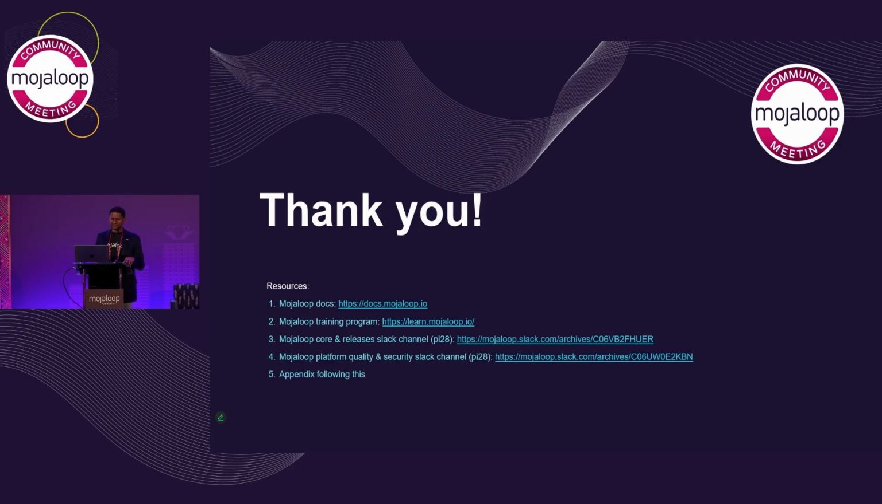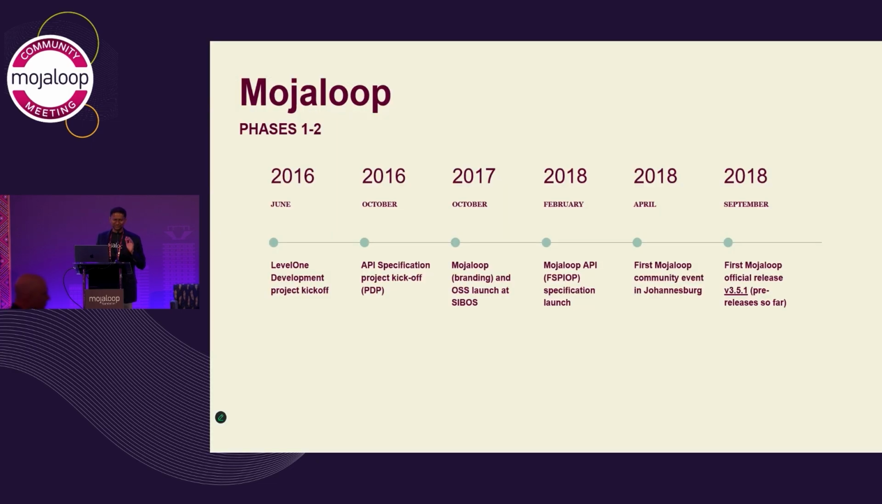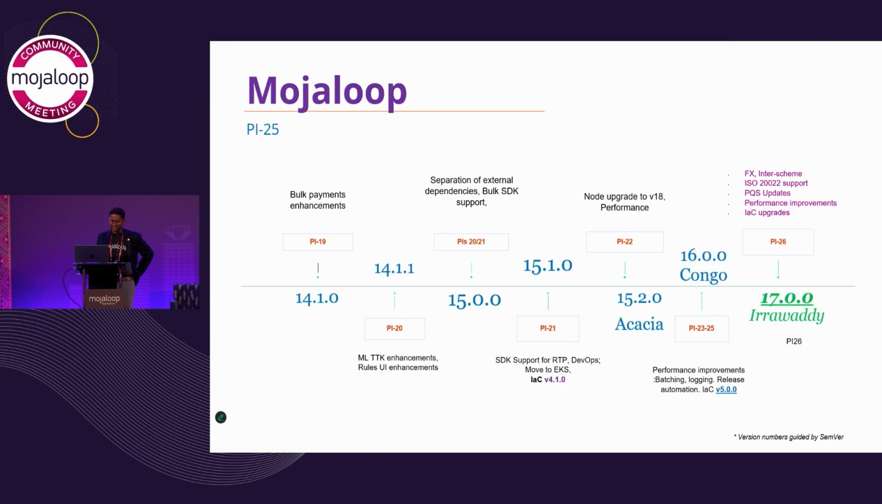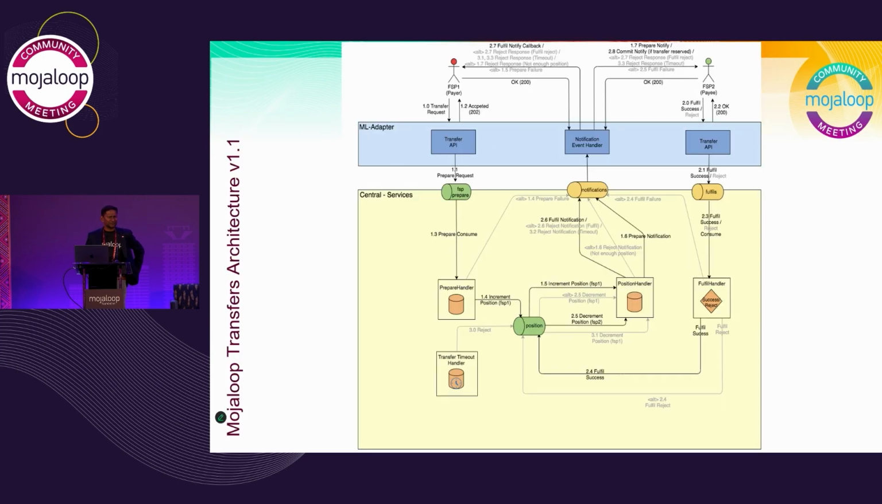There's also an appendix section regarding how we work, and a more detailed history of Mojaloop versions. Initially, we just saw the single slide, but I have a 3-slide version of that, and some of Mojaloop's details such as deployment architecture, internal transfers architecture, and the release automation that we use. Feel free to go through those, and if you have any questions, you can ask me later on. I have a few minutes, maybe I can open it for Q&A.